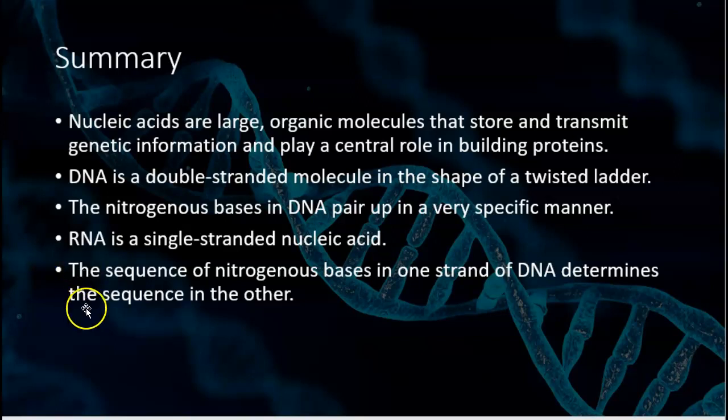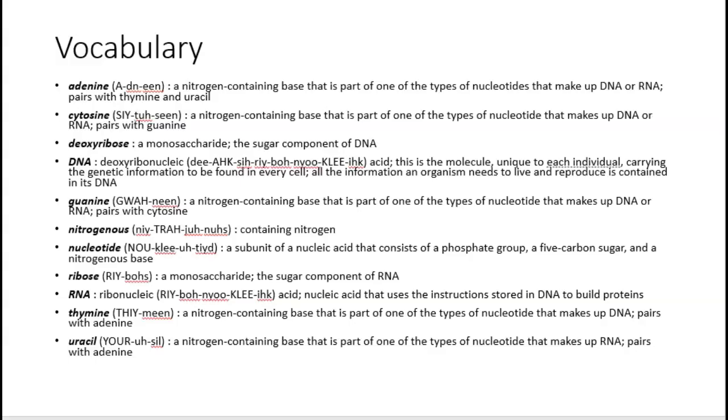All right, here's our summary. Nucleic acids are organic macromolecules, the building blocks of which are the nucleotides. DNA is double-stranded. The RNA that we look at are single-stranded, and the bases have that special pairing to maintain the code, either through replication or through protein synthesis. Here's our vocabulary that we mentioned throughout the slides today.